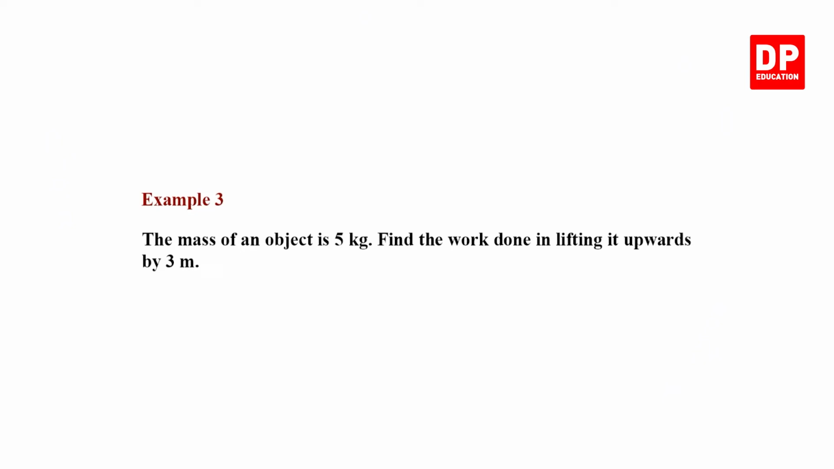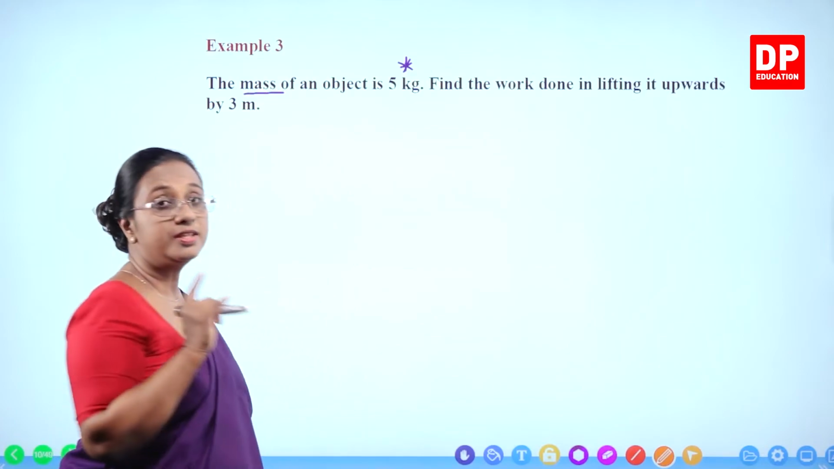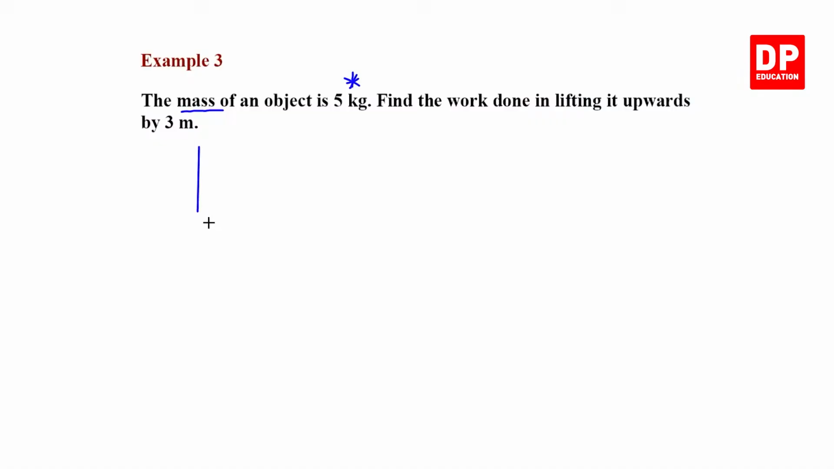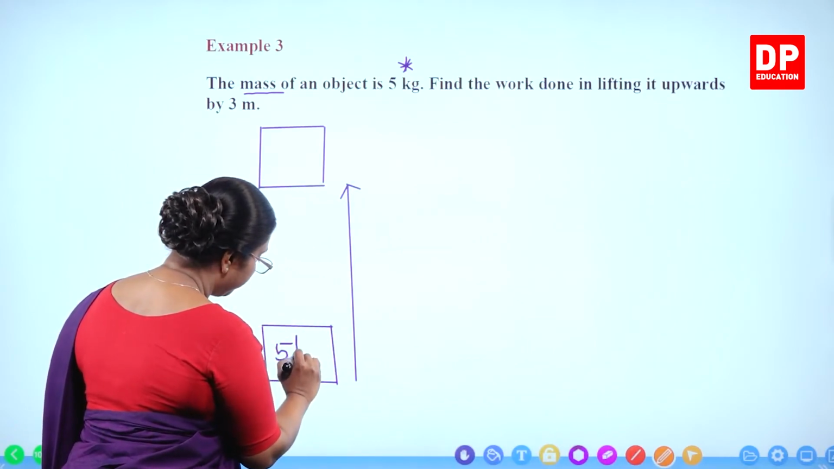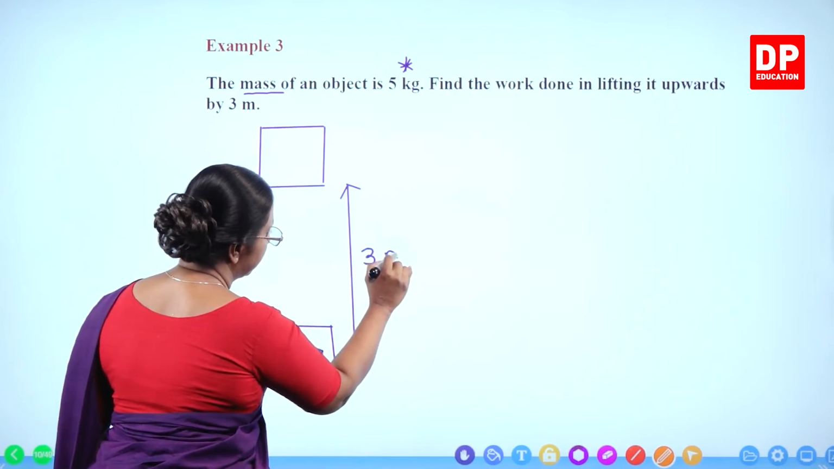Example 3. The mass of an object is 5 kg. Find the work done in lifting it upwards by 3 meters. So slightly they have modified. Now here you can see the mass is given to you, not the weight. So when they say mass of an object, now here you have an object. Initially it is below. So this object is being raised from this position to a height. This has a mass of 5 kilograms and it is being lifted upwards by 3 meters.